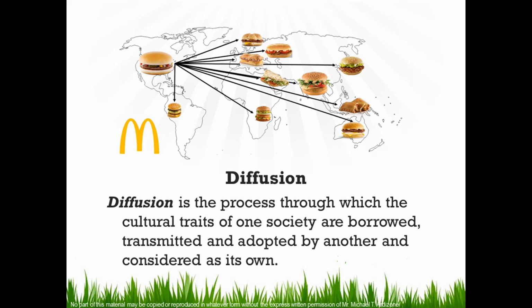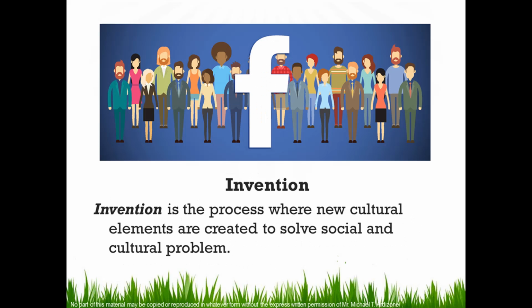Diffusion is the process through which the cultural traits of one society are borrowed, transmitted and adopted by another and considered as its own. The second mechanism of changes is known as invention. According to Ogburn, 2020, he considered what he termed invention, a new combination of existing cultural elements, to be the fundamental cause of social change and cultural evolution.